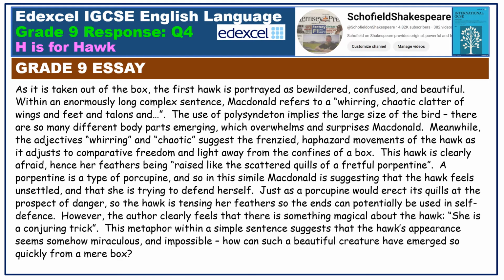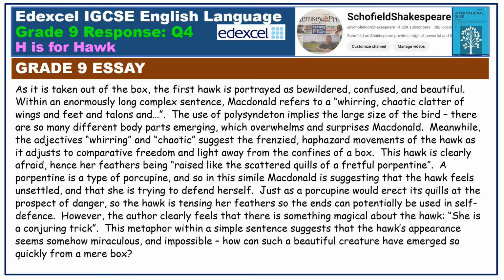As it is taken out of the box, the first hawk is portrayed as bewildered, confused, and beautiful. Within an enormously long complex sentence, MacDonald refers to a whirring, chaotic clatter of wings and feet and talons, and the use of polysyndeton implies the large size of the bird. There are so many different body parts emerging which overwhelm and surprise MacDonald. Meanwhile, the adjectives whirring and chaotic suggest the frenzied, haphazard movements of the hawk as it adjusts to comparative freedom and light away from the confines of a box.